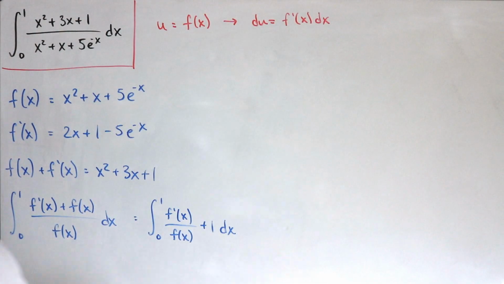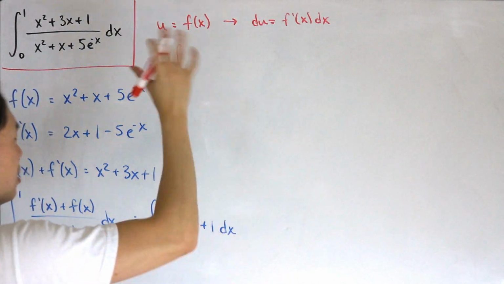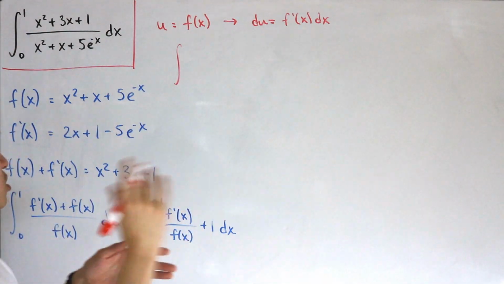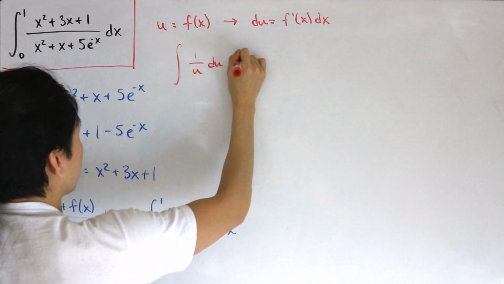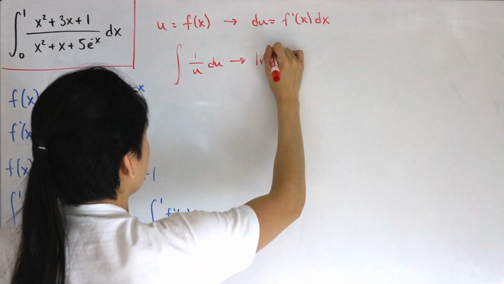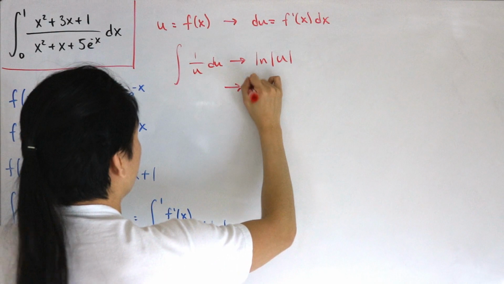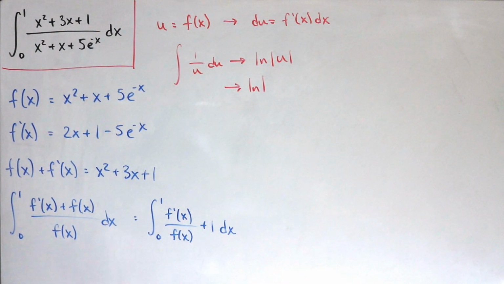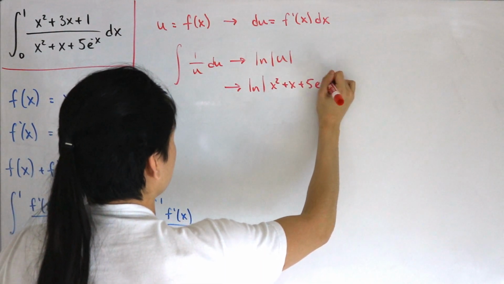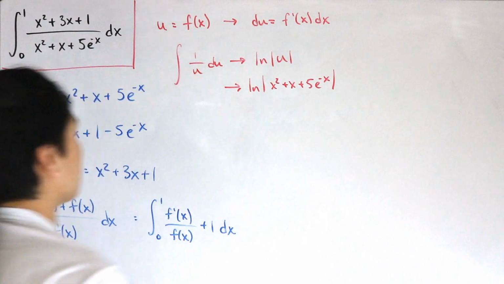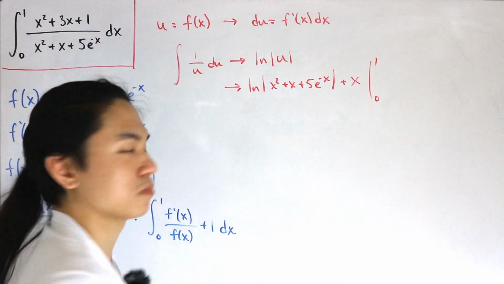We put the stuff together, and I'll leave it as an indefinite integral for now. Putting everything back together, I just have 1 divided by u du, which is simply ln of u. I'll put this in absolute value, and putting it back together with u equals f of x, we have ln of the absolute value of x squared plus x plus 5 times e to the negative x. Then the antiderivative of 1 is just x, and we compute our bounds from 0 to 1. So easy. There we go.